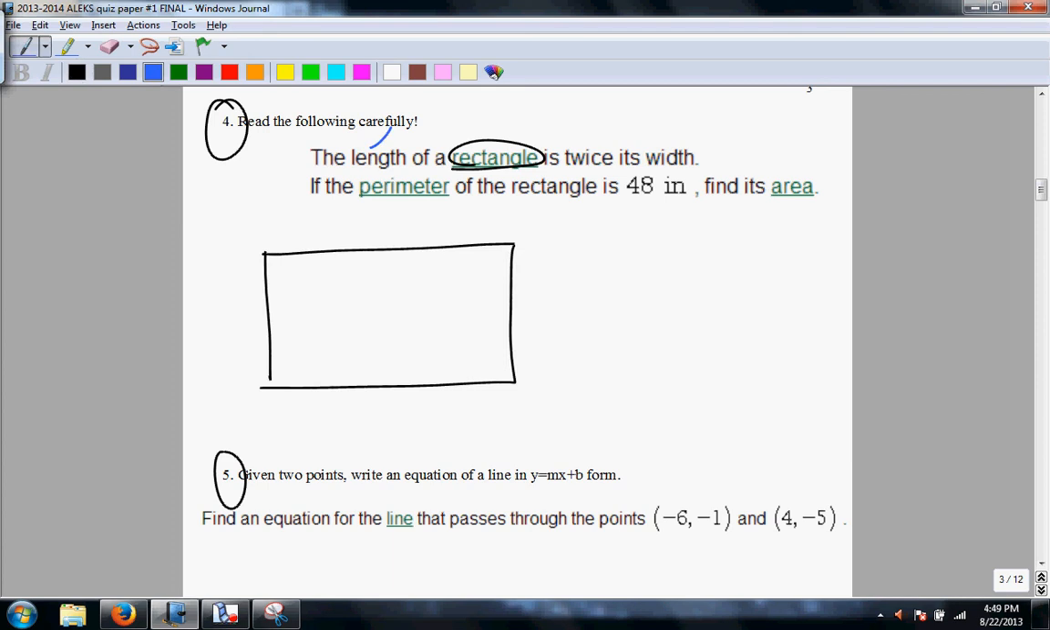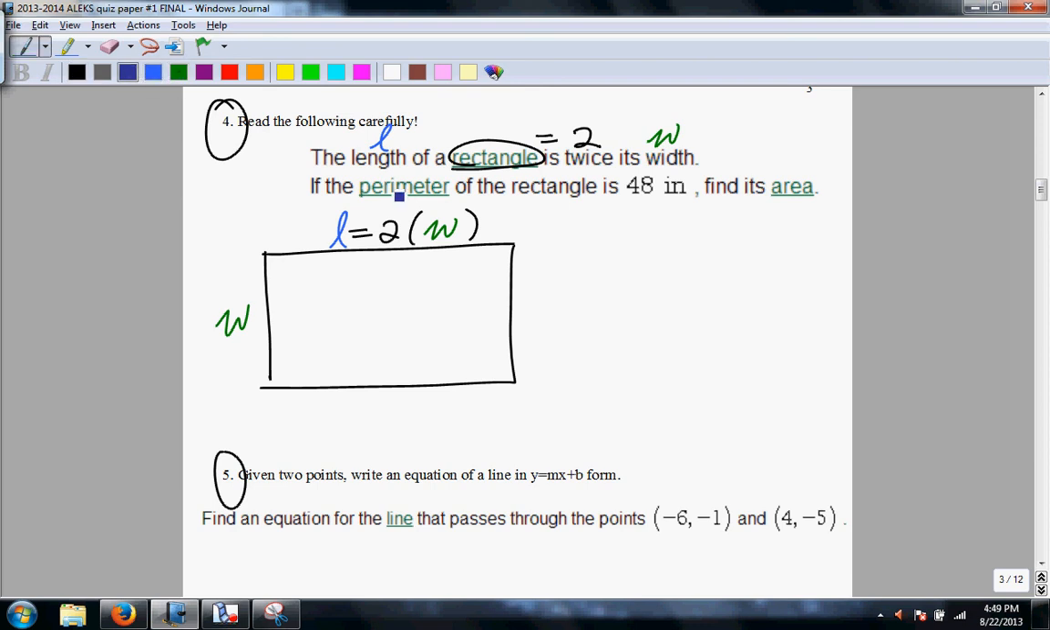And the length of the rectangle is twice the width. So see what I did? You translate right above it. Length is an equal sign, twice, 2 times, the width. And here we have width here.